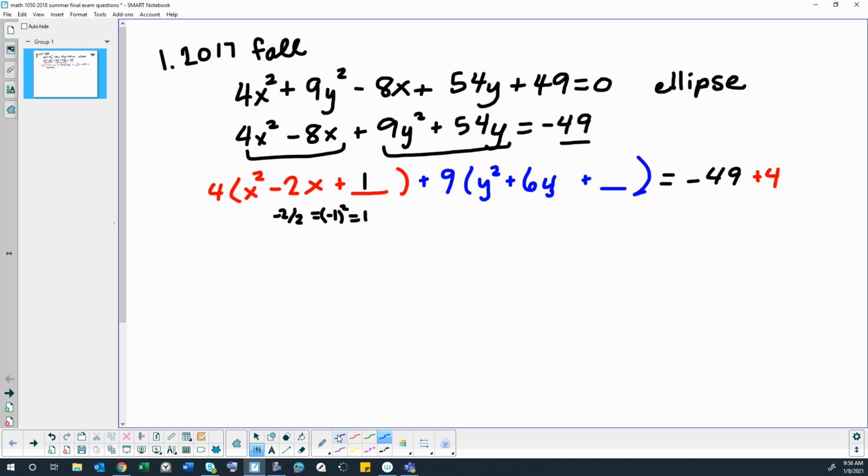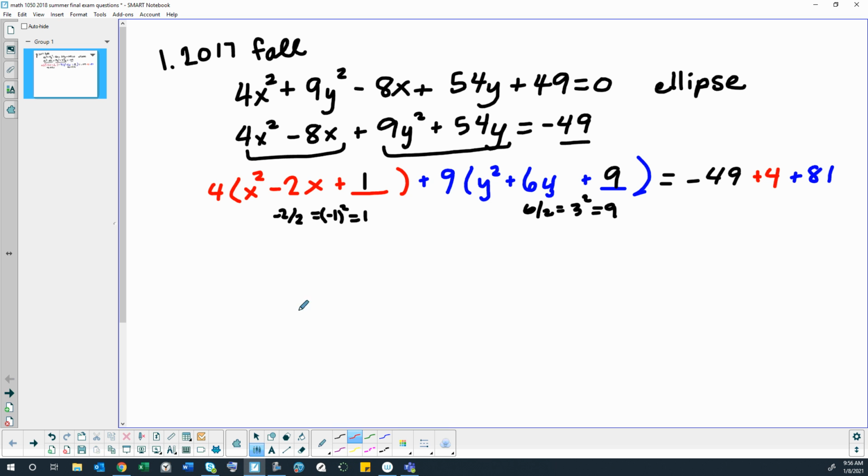Next, we have 6. We're going to do half of 6, which is 3. And square the 3, which is 9. So we add 9 here. But we're not adding 9 in the overall problem, we're adding 81 because it's the value of 9 outside of the parentheses times the 9 inside of the parentheses.